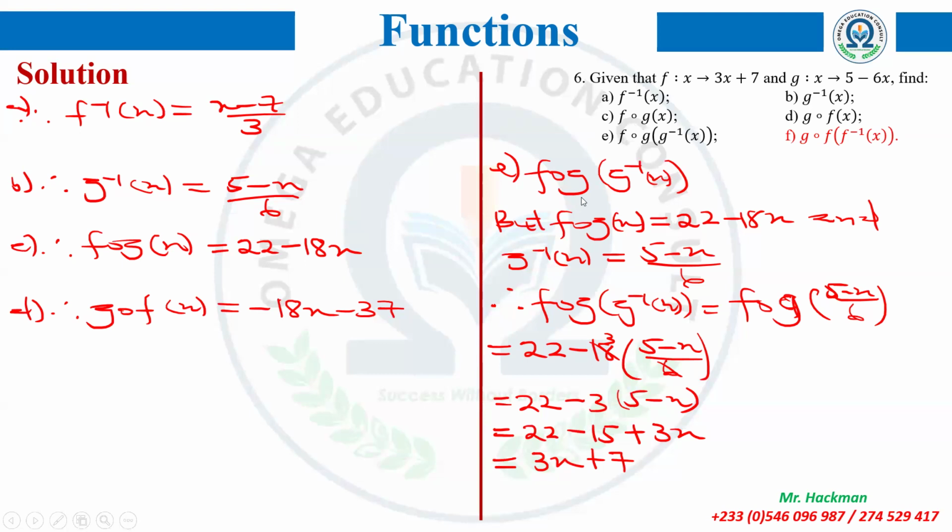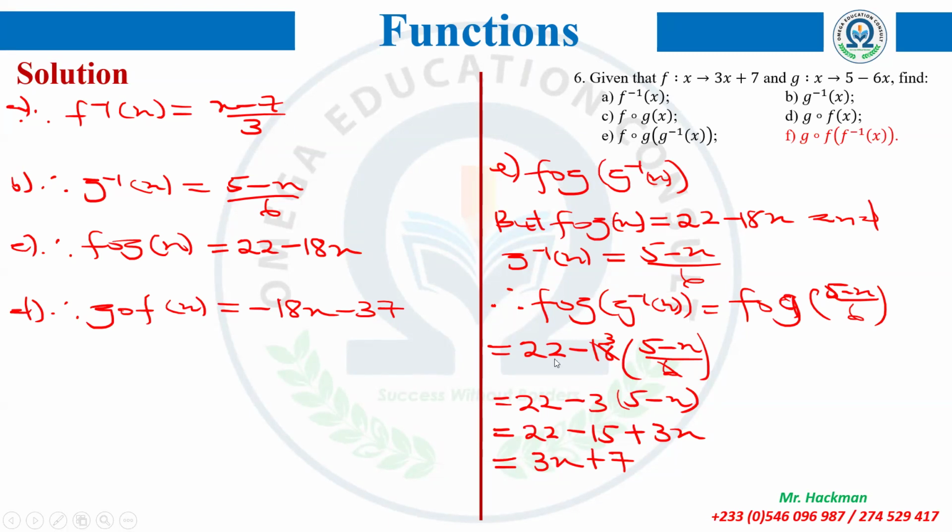Anytime you are given a composite of a function and you want to get the function that is in your composite function, that is the outer function. Just feed the composite function with the inverse of the inner function, and that will automatically give you the outer function. So anytime I have f of g and I want to get f, I will feed f of g with the inverse of the inner function, which is g inverse.